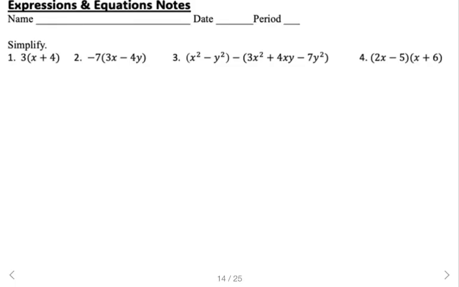All right, so to get rid of these parentheses, I'm going to distribute this 3. So 3 times x is 3x. 3 times 4 gives us 12. They're not like terms, you can't combine them. That's as far as we can go with it.